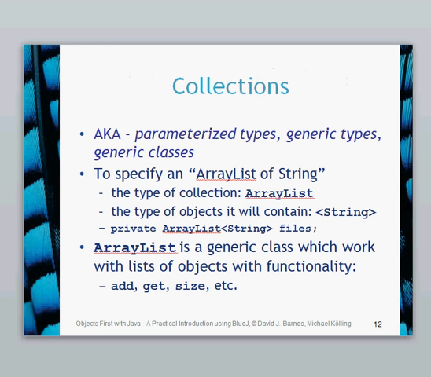So collections, otherwise known as parameterized types or generic classes, provide a place to store and keep objects in memory. What you do is you create a collection of a specific type. So what we're going to do is create and use by example an ArrayList of type string. So it is a collection of a certain type, and in this case the collection type is ArrayList, and it's storing a type string.